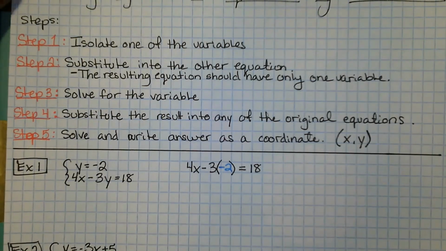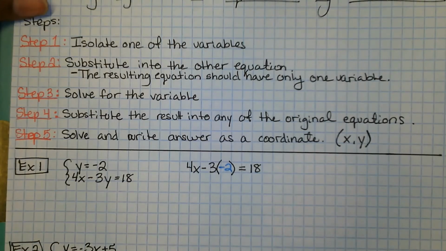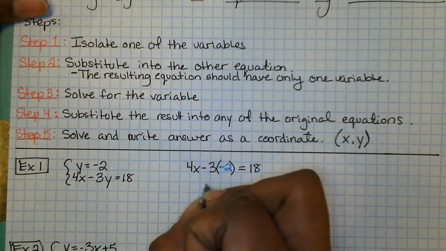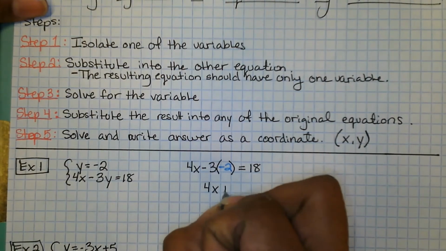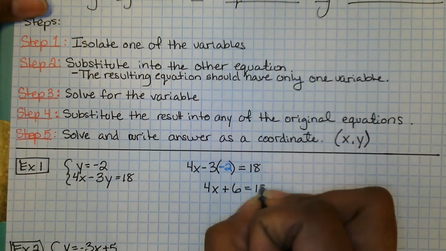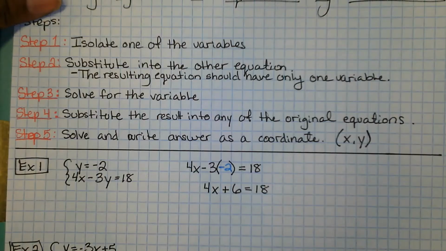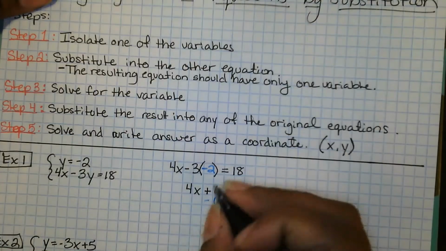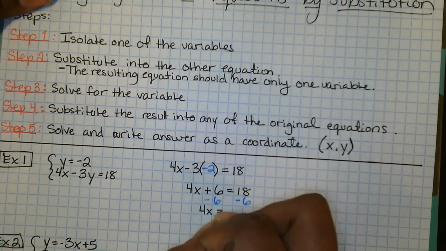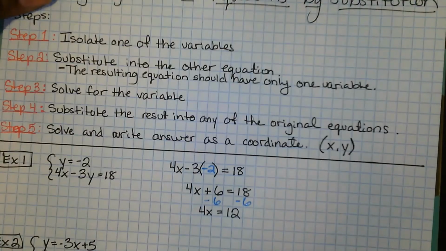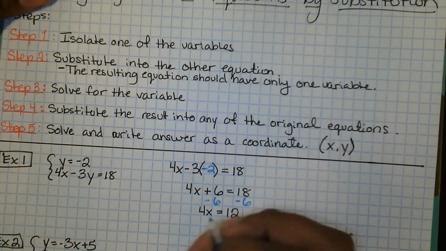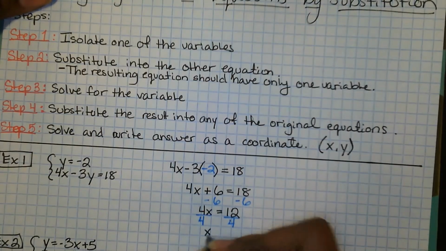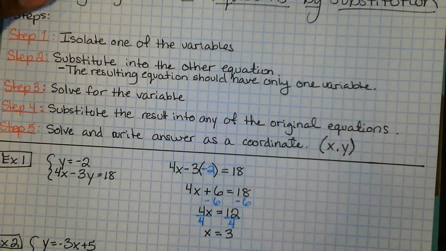We can go ahead and finish evaluating and solving for x. So in the next step, we just need to multiply -3 times -2, I'm sorry. So it'll be 4x plus 6 equals 18. We still need to solve for x, so minus 6, minus 6, 12. And then in our last step, we need to divide by 4. So our x value is equal to 3.